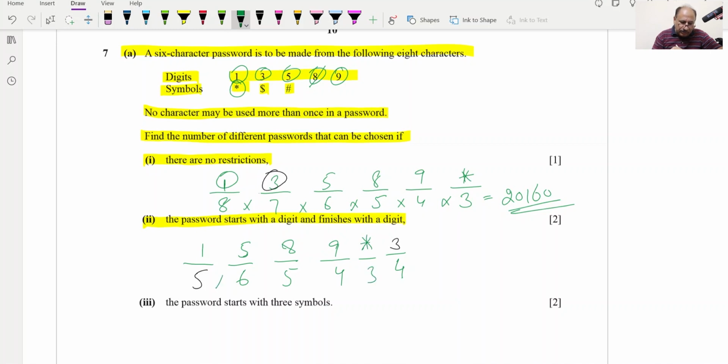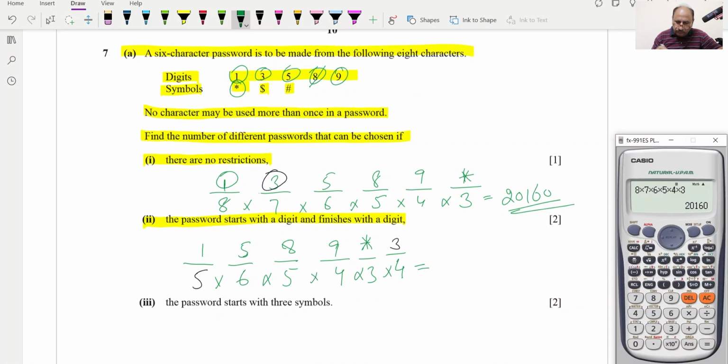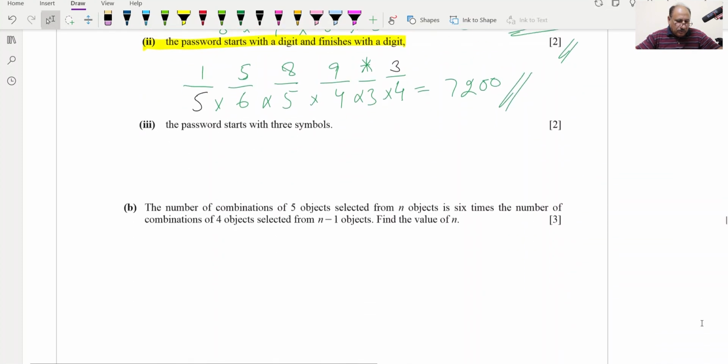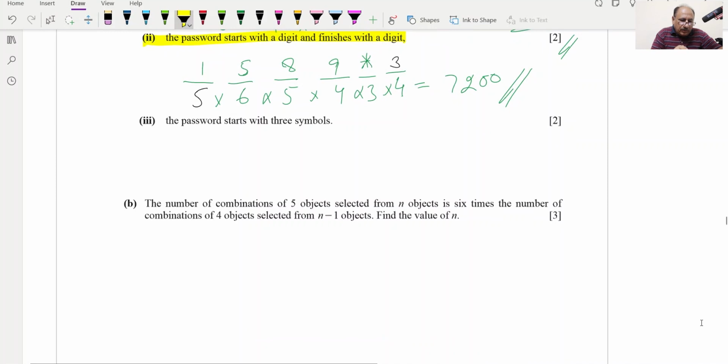Now we can multiply these numbers. After multiplication we will get 5 into 6 into 5 into 4 into 3 into 4, and this is equal to 7200. So 7200 will be the answer for 2 marks. Hopefully you understood this. Now the third part: the password starts with a symbol.